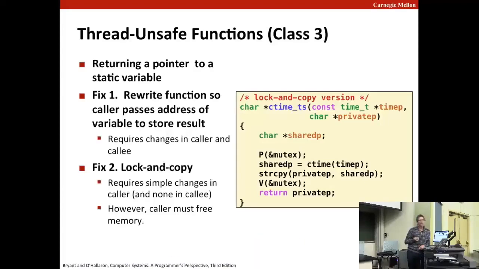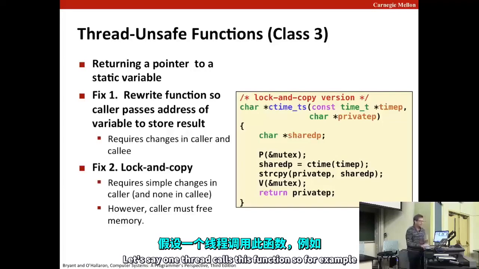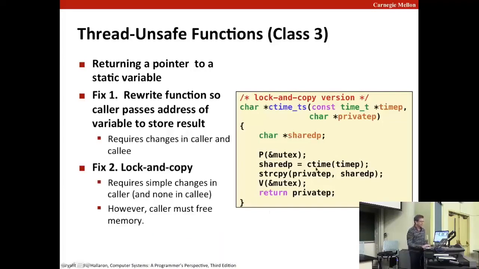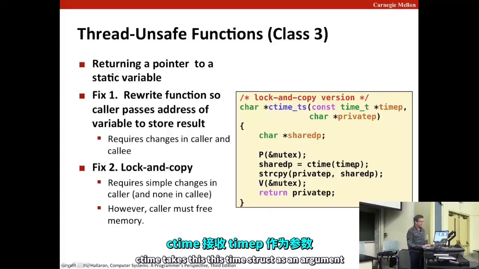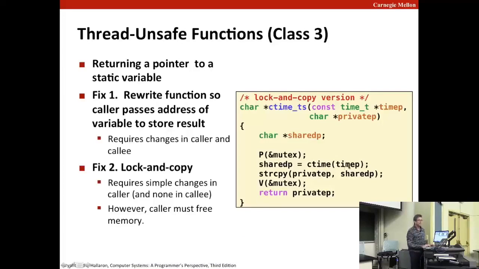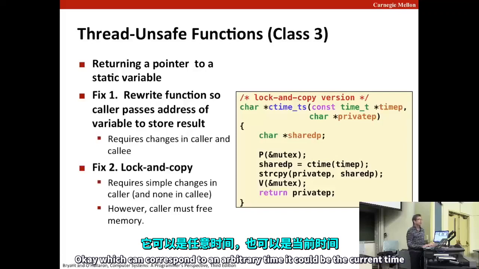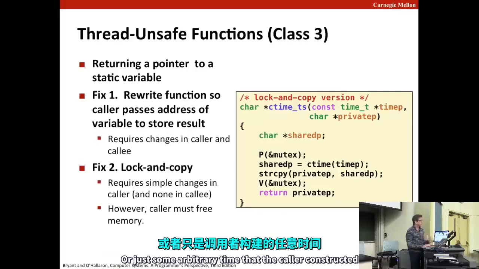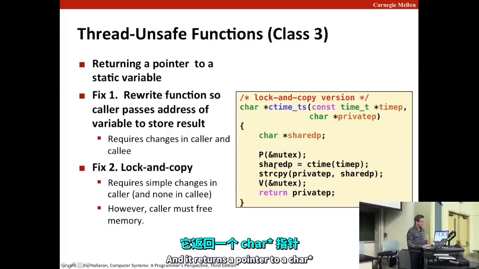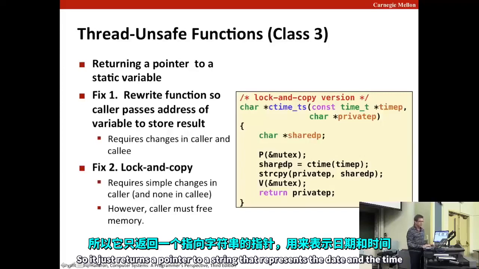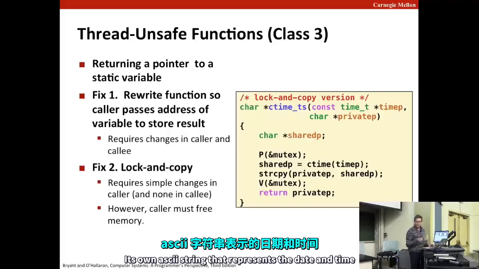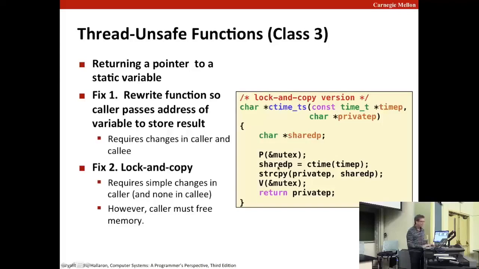So let's say one thread calls this function. For example, ctime takes this time struct as an argument, which can correspond to an arbitrary time. It could be the current time or just some arbitrary time that the caller constructed. And it returns a pointer to a char star, a pointer to a string that represents the date and time. Right, so an ASCII string that represents the date and time.